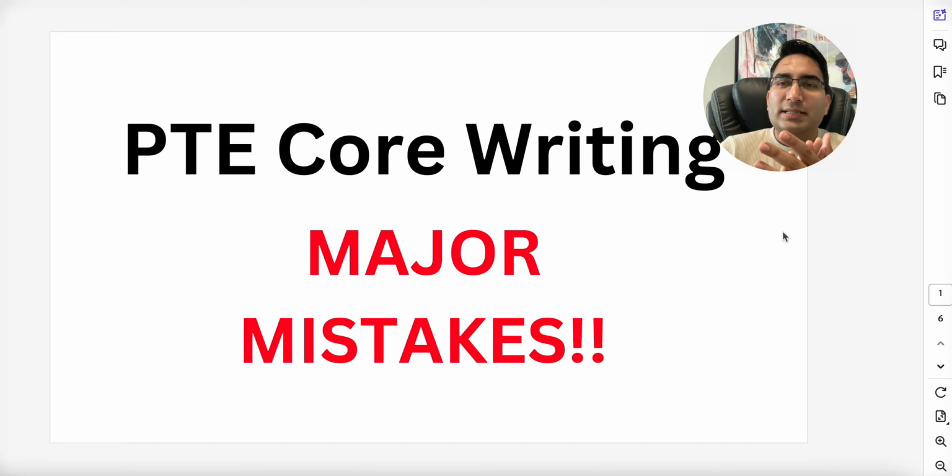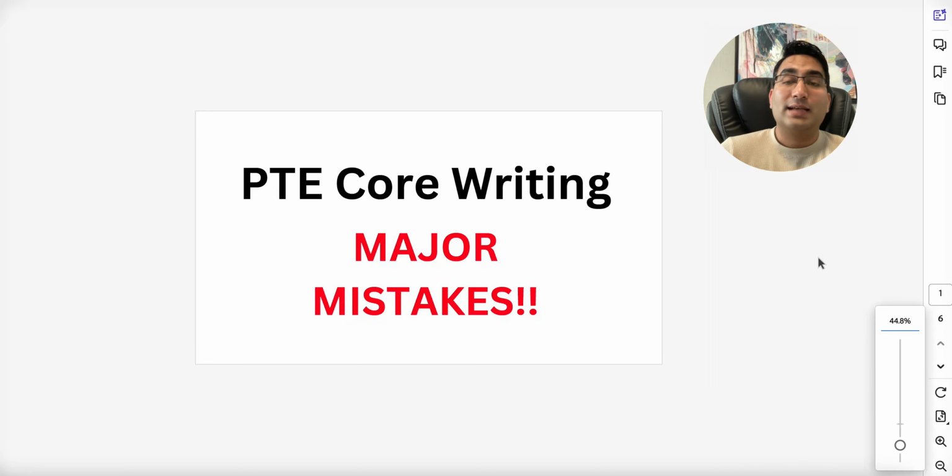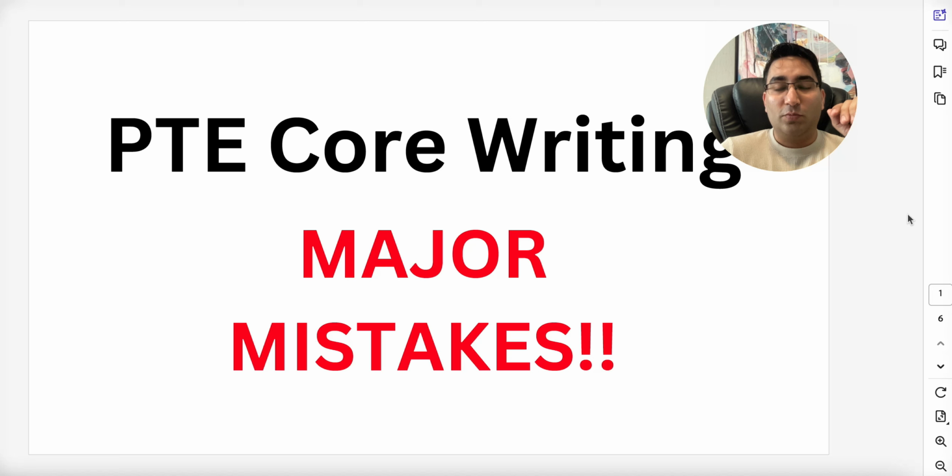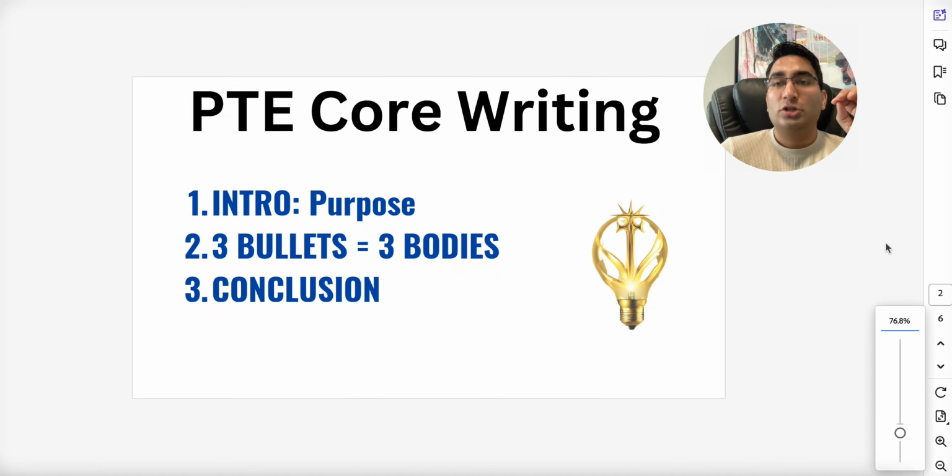People are losing their CLB because of PT Core writing. This is where most people are failing time and time again, and this is happening because of some major mistakes which we'll cover in this video, starting with the first one, which is writing task 2 structure.